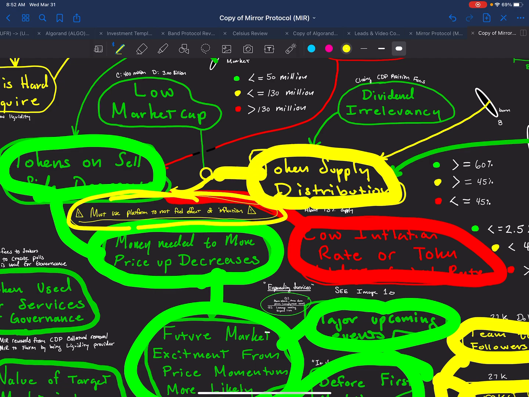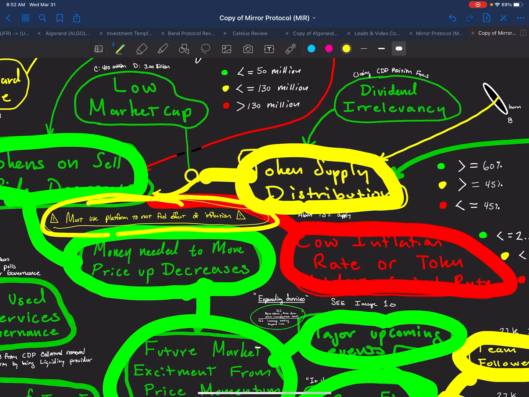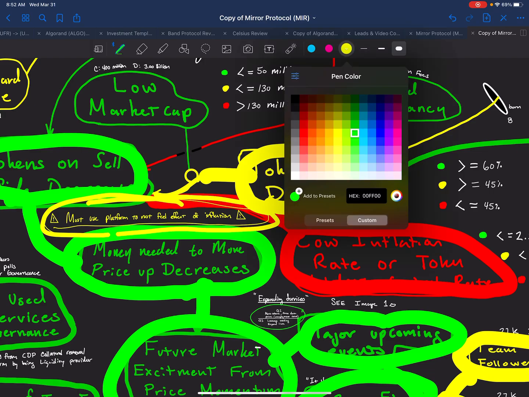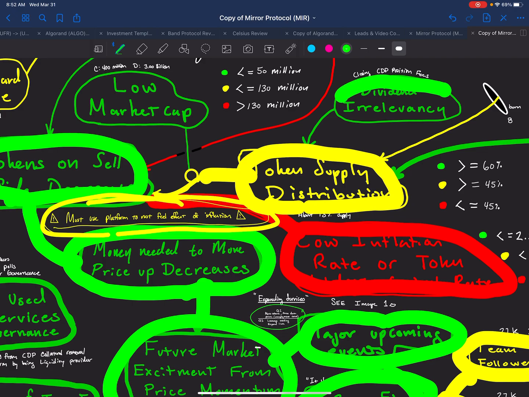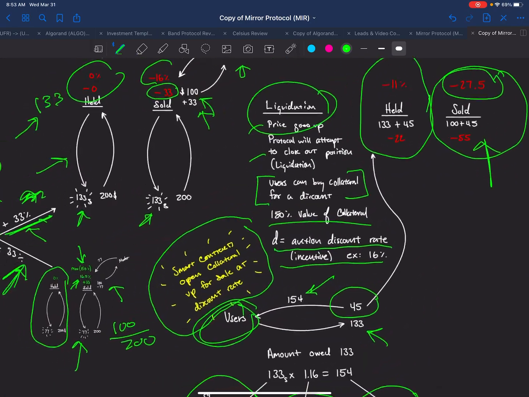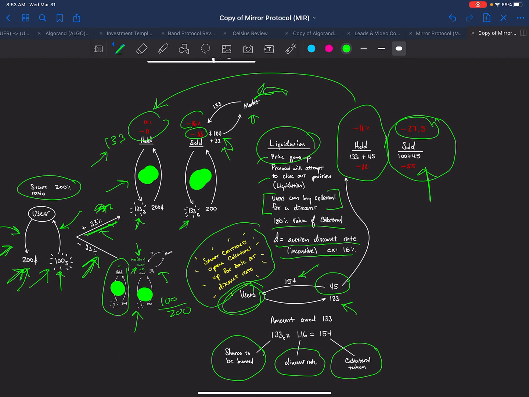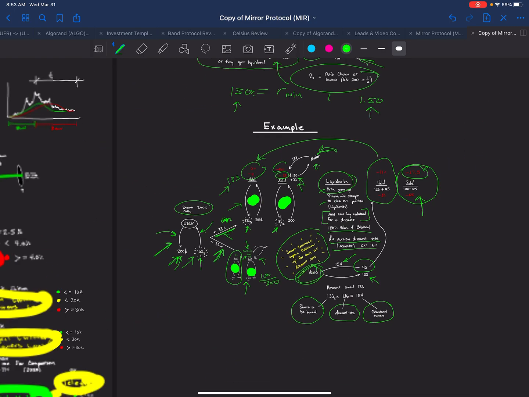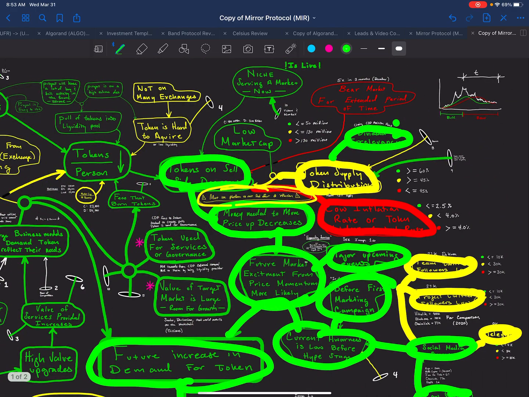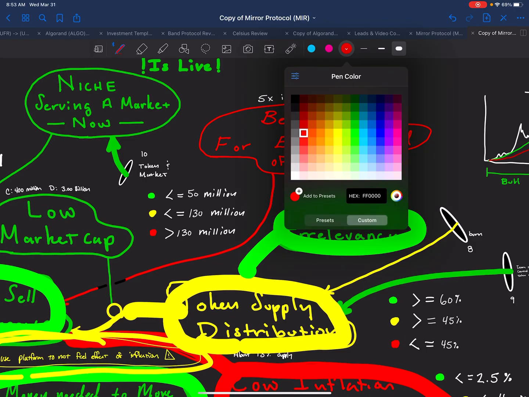Token supply distribution. It's really bad token supply distribution, but one of the things that mitigates that is the dividend. You do get paid for closing out those collateralized debt positions. So when you close your debt position, there's a fee that goes to the token holders, and that is a dividend. That is like a services provided fee. So that is actually a good thing for the token.